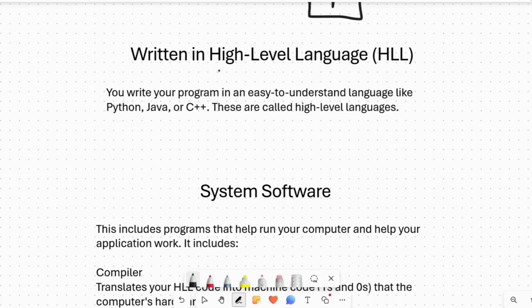It is written in a high level language. High level language means the code we write before the compiler. This type of code, Python, Java, C++, these are called high level languages.